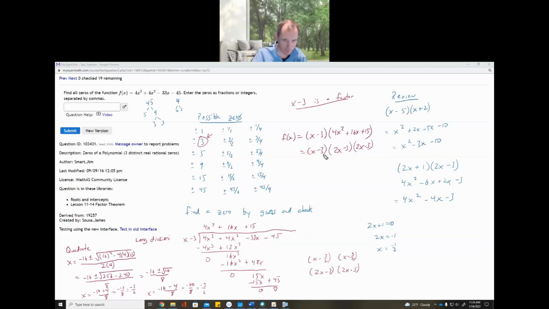I didn't really need to factor that all the way. I just did that as an exercise because it asked me for the zeros. So my zeros are 3, negative 3/2, and negative 5/2.